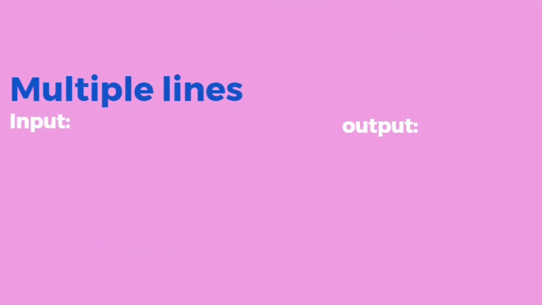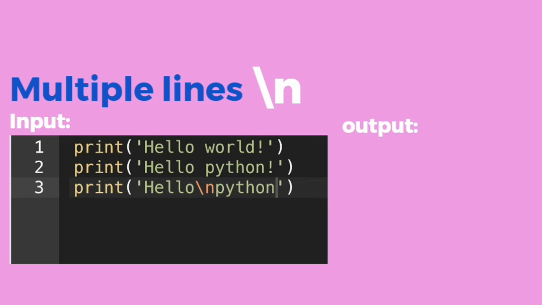The print function can also be used to output multiple lines of text. You can use the newline character to wrap text, or you can output multiple lines using multiple print functions like these.